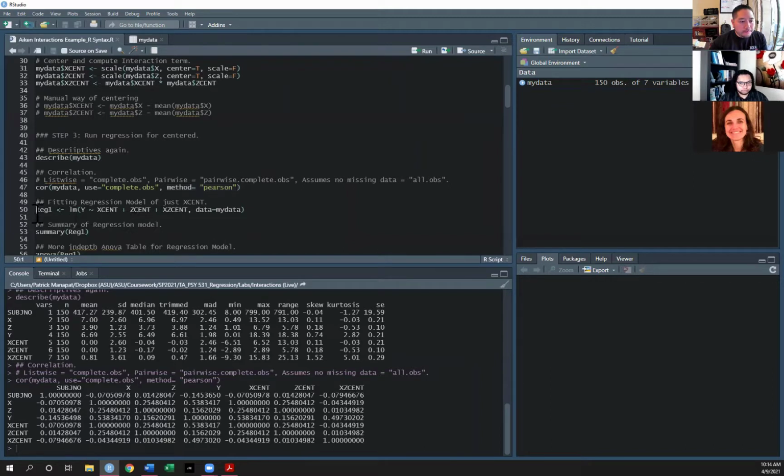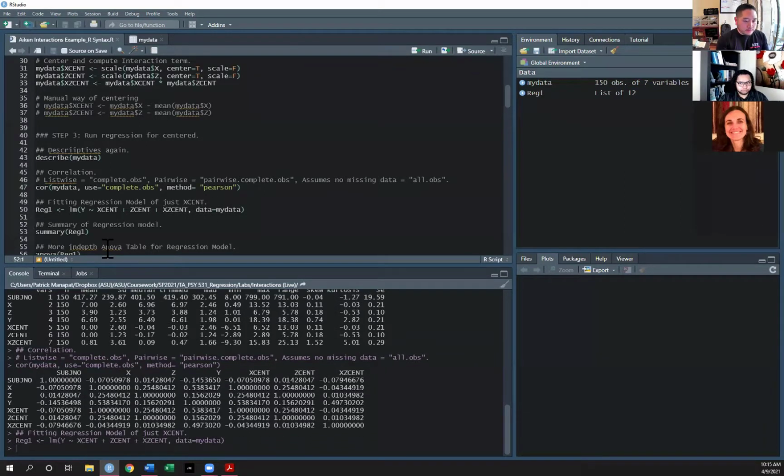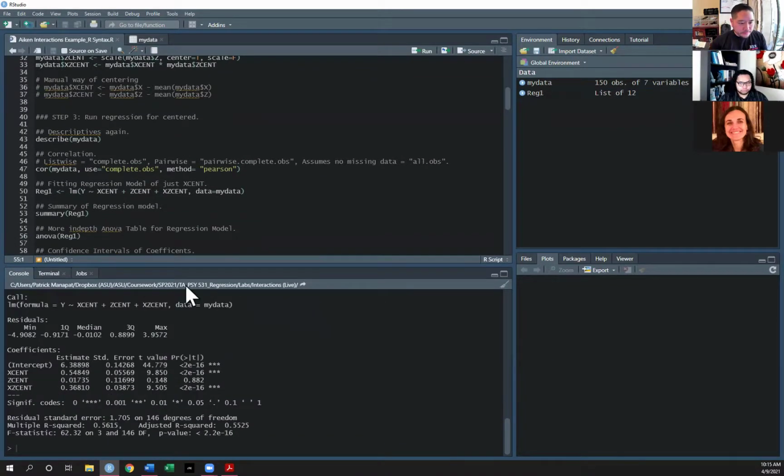All right. So what I'm going to do first is fit the full regression model. I'm going to call it reg1. I'm going to use the lm function, and I'm going to predict y from xcent, the x-centered variable, the z-centered variable, and then the interaction term between x-centered and z-centered. The data set is my data. Go ahead and run that, and then I'll request a summary of reg1.